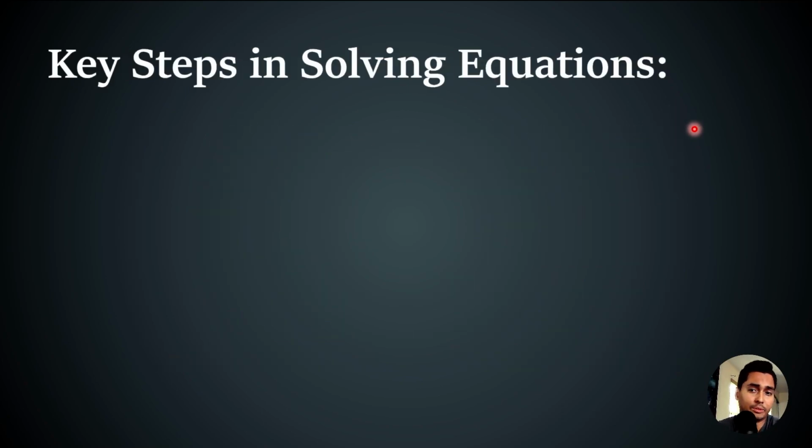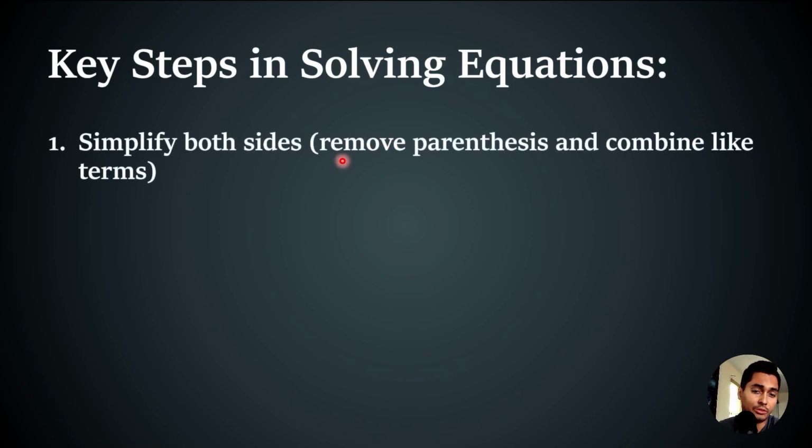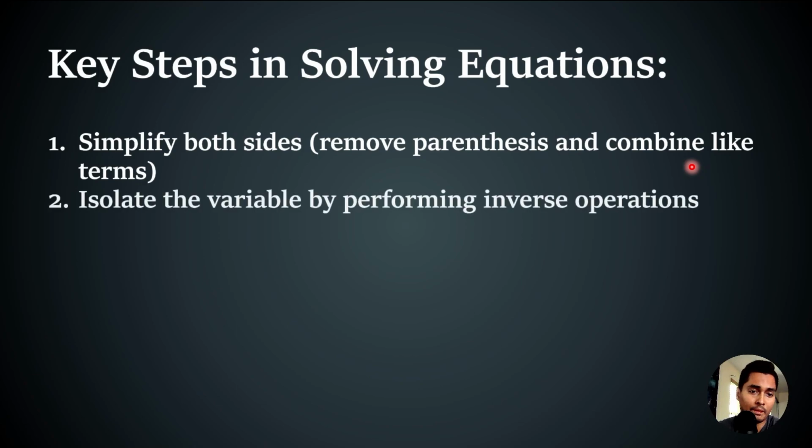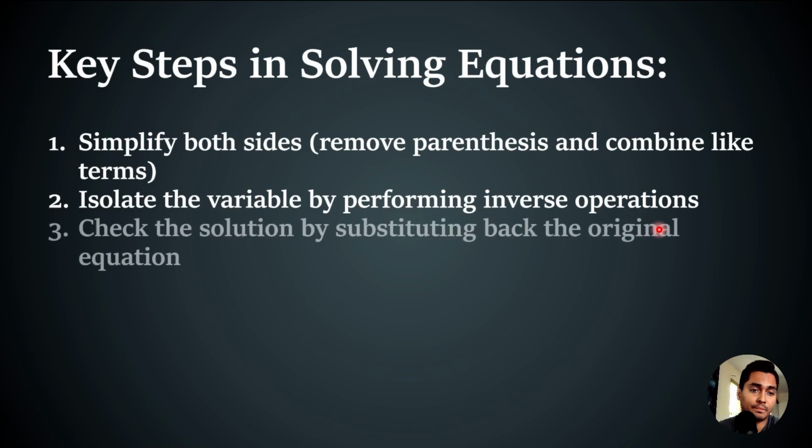So here are some key steps in solving equations. The first step is to simplify both sides by removing the parentheses and combining like terms. Then we have to isolate the variable by performing inverse operations. So if you can't guess, then try using the inverse operations to solve for that term. Then finally, we're going to check the solution by substituting it back into the original equation.